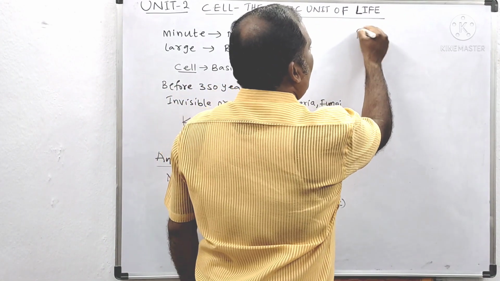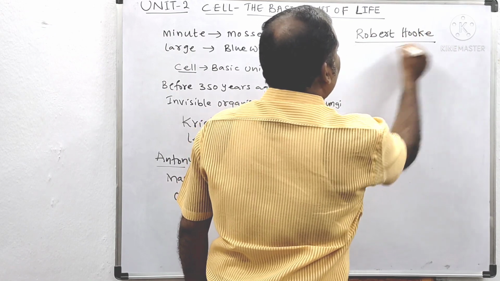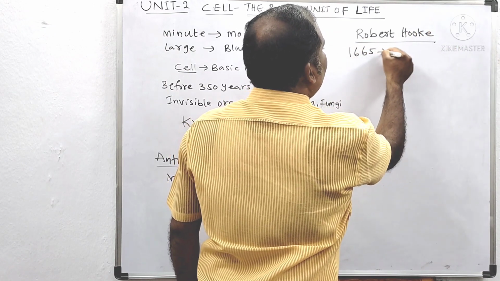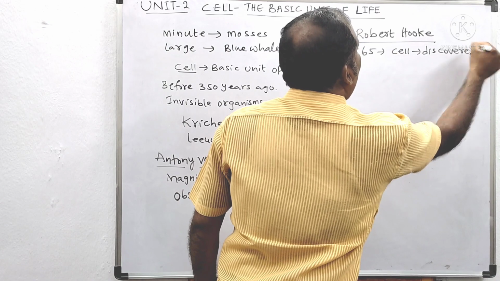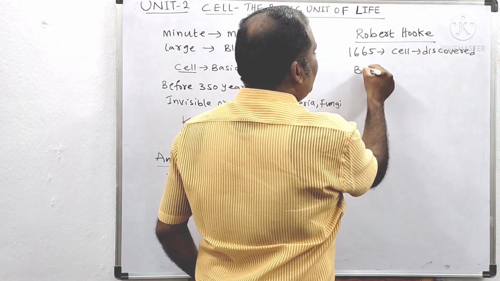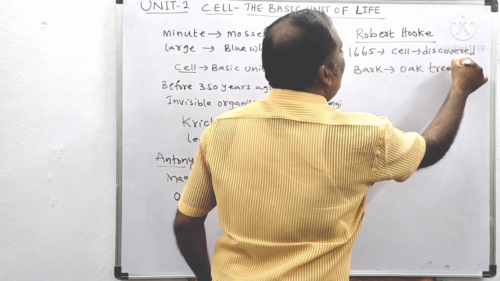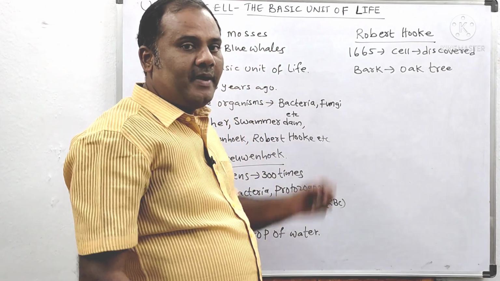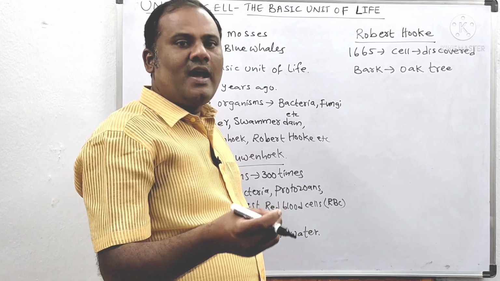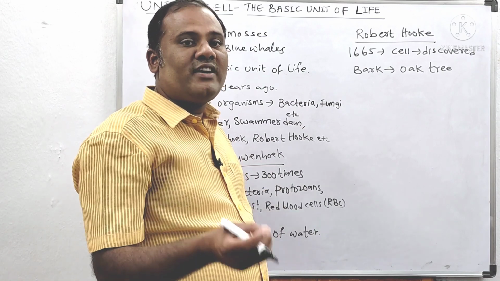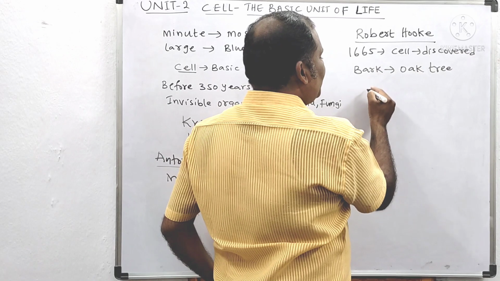Next is Robert Hooke. Robert Hooke is one more scientist who, in the year 1665, discovered the cell. He discovered the cell first in the bark of an oak tree. The outer covering of a tree, the outermost layer of a stem, is called bark. In Telugu we call it beradu, the outside part. In this oak plant he observed the cell.